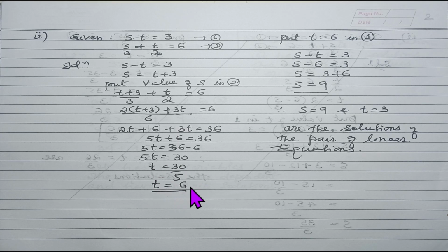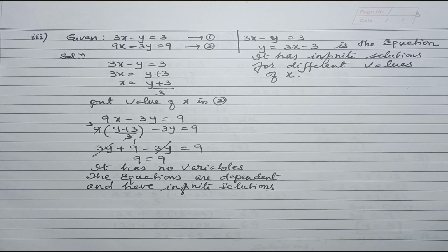So we got the value of t as 6 here. Put the value of t equal to 6 in one of the equations. I have put it in equation number 1. So s minus t equal to 3, s minus 6 equal to 3, s is equal to 3 plus 6, s is equal to 9, and therefore s is equal to 9 and t is equal to 6 are the solutions of the pair of linear equations. So that is the substitution method. That is the second example for us.